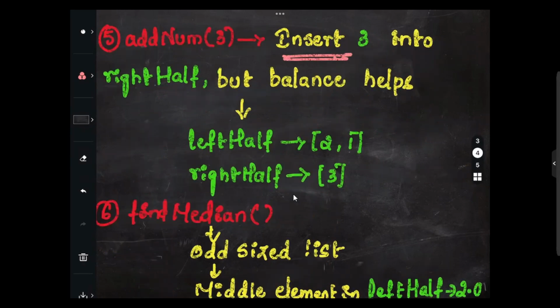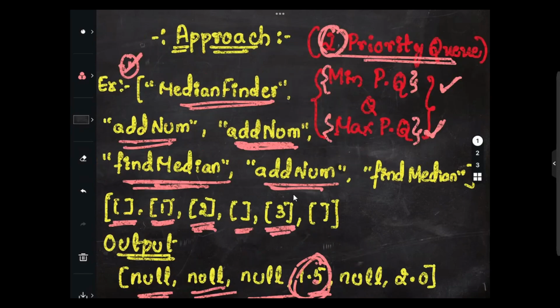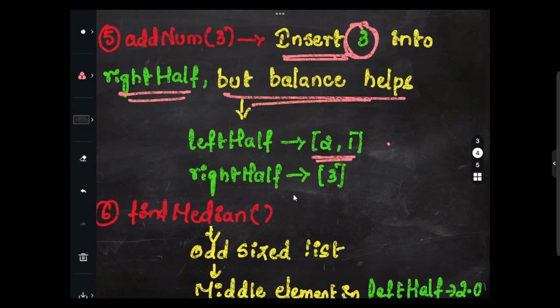So we are inserting 3, the next element we are going with, right? Here in this case, they have asked us to add number of 3. You can clearly see we are adding the integer 3 here into the right half. But balance helps here, right? The left half consists of 1 and 2 now. So 2 was in the right half basically. In the max priority queue, 2 comes first, then 1, and we are adding 3 to the priority queue.